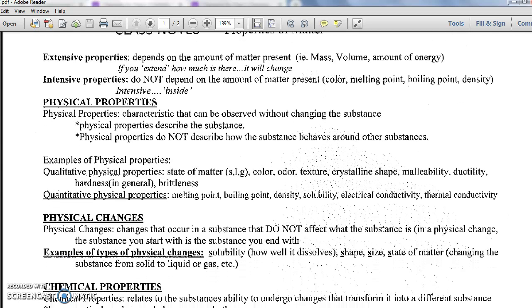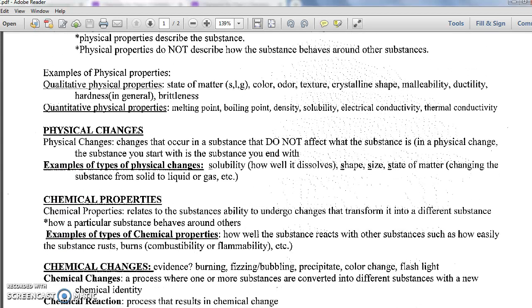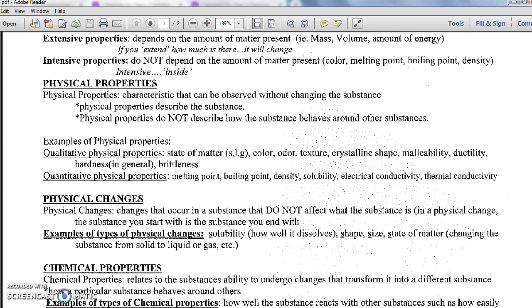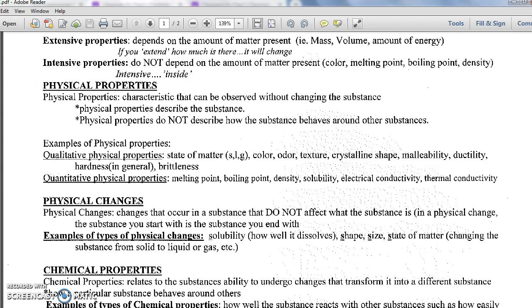But matter itself can be classified based on its physical properties or its chemical properties. Physical properties, every substance has its own unique physical properties. In other words, when we look at all these properties down here, texture, odor, color, malleability, ductility, boiling point, melting point, density, all of these properties can be used to identify a particular substance because every unique substance has its own set of physical properties.